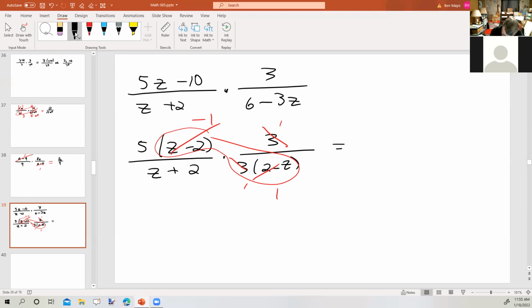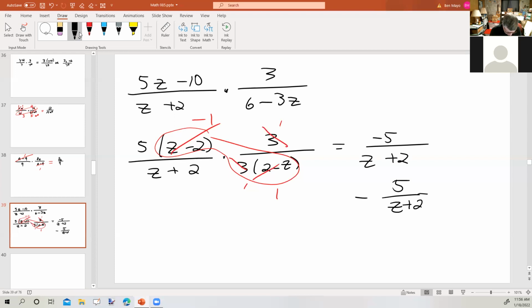So on top, I've got 5 times negative 1 times 1 is negative 5. And in the denominator, I've got z plus 2, and that's it. Or I could write it like this, putting the minus sign out in front of the whole thing.